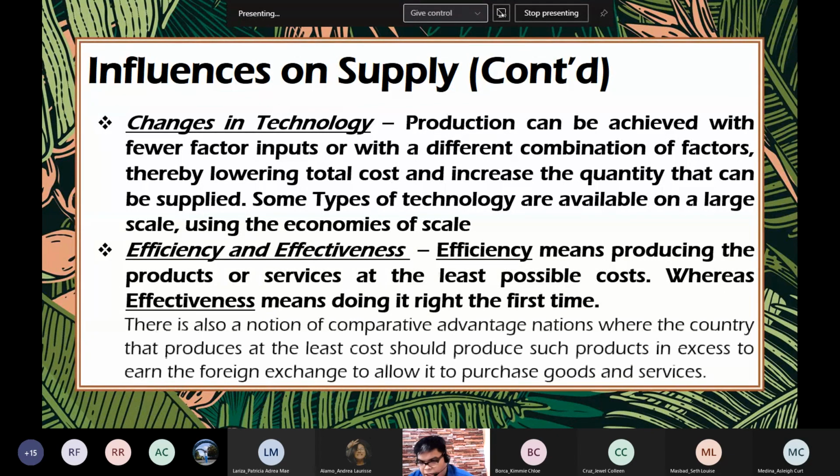Okay. Ito hindi na masyadong ano to, no? Kyo-kyo na lang siya, no? There is also a notion of comparative advantage.